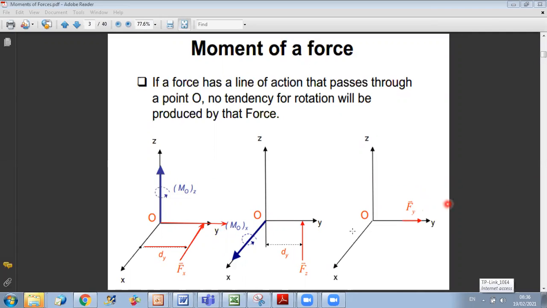Now, in this third figure, does Fy produce any moment about the three axes? No, because it is parallel to y, so no moment about y. And it's passing by x and z through the origin O. So in this case, Fy cannot produce any moment about any of the three axes, since it's passing by the origin of the frame O.